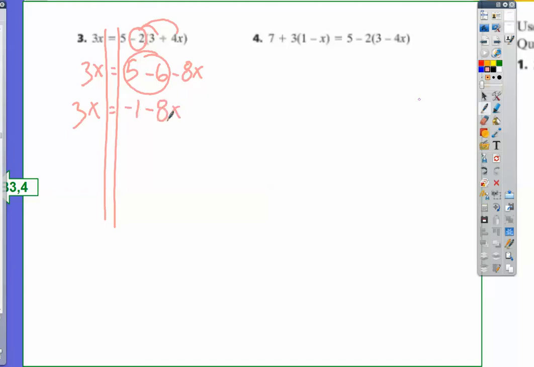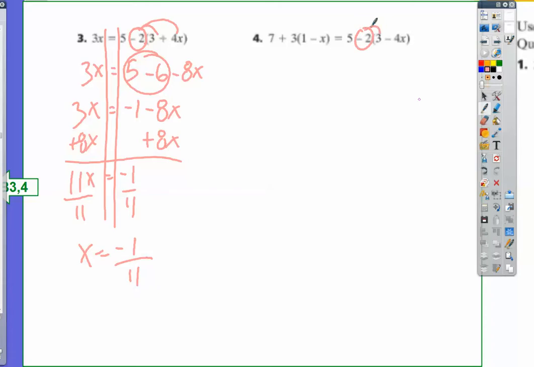So then let's add 8x plus 8x. So I get 11x is equal to negative 1, divided by 11, divided by 11, and x is equal to negative 1 eleventh. And for the last problem, it's sort of problem 2 combined with problem 3.